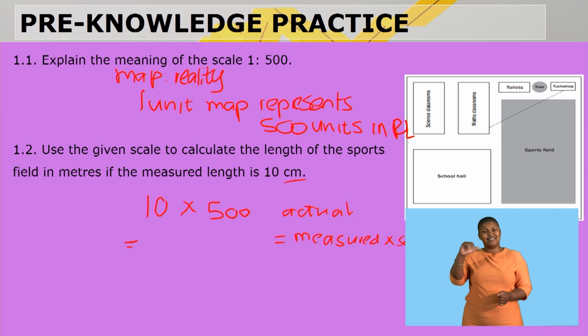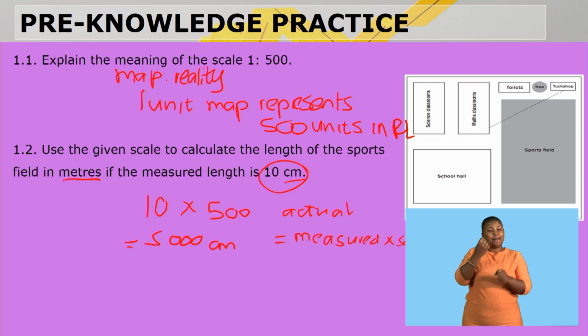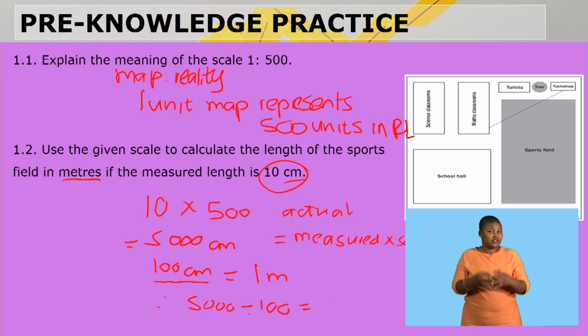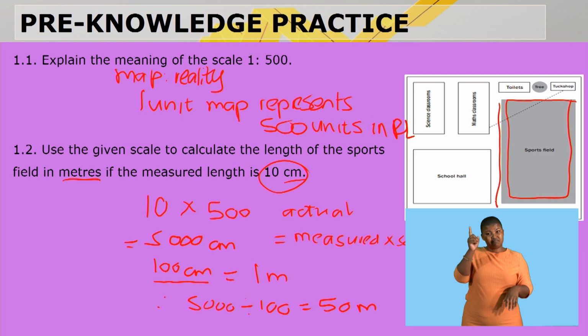So therefore, it's 10 times 500, that is then 5,000 centimeters, because I measured in centimeters, but they want the answer in meters. Therefore, we are going to say 100 centimeters is the same as 1 meter. So therefore, we will be dividing by 100. So it's 5,000 divided by 100, and that will give us 50 meters. So the length of the sports field, there's the sports field, that is the length, is then 50 meters.